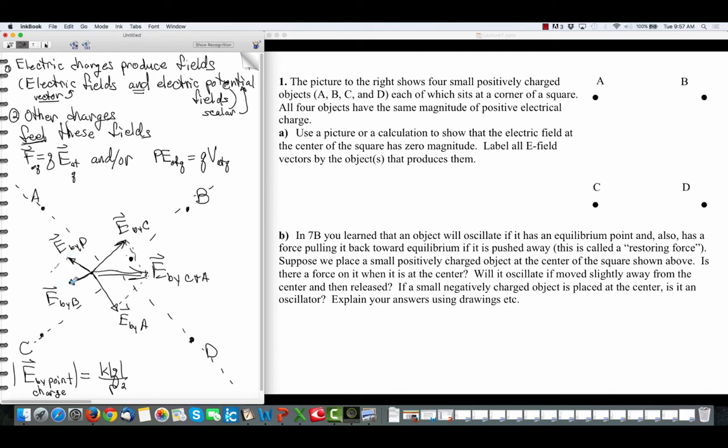And if I add these two together, I get an electric field by D and B that looks like that. Again, I should be really careful with the magnitudes, but even as I've drawn it, the electric field by C and A is larger than the electric field in the other direction. So it still looks like there's a restoring force toward the center.